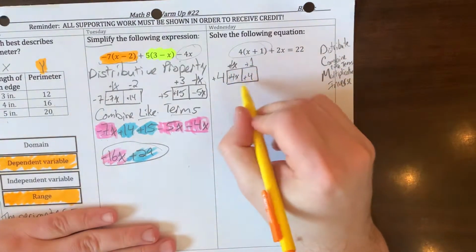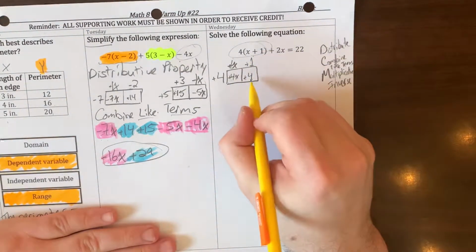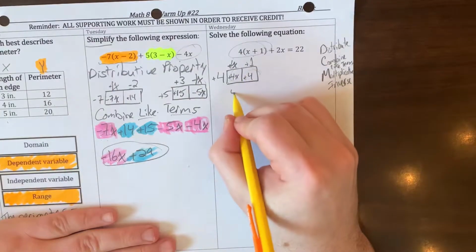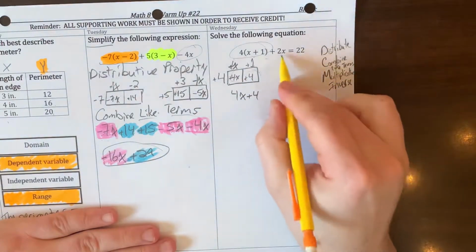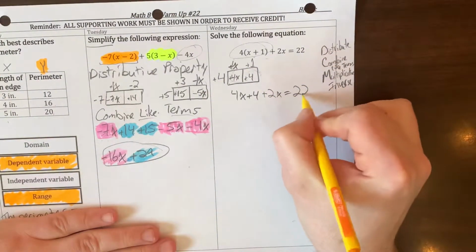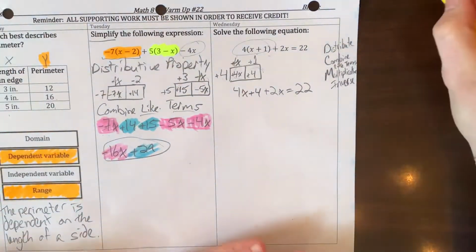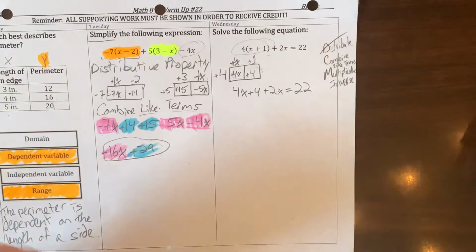And again, make sure you can write those down below. So now that we have a product, instead of having the parentheses, I'm going to have this expression. I'm going to say 4x plus 4, and then everything else stays the same. So I have to bring down that 2x, and I have that equals 22. Now that we just used the distributive property, we can cross that out. And so now we need to combine like terms.